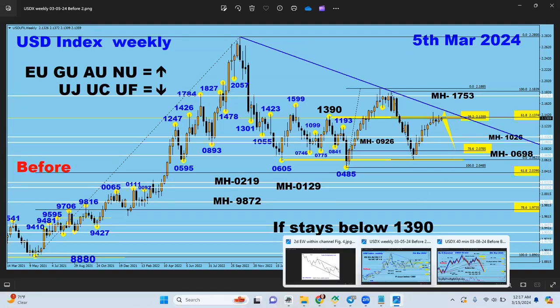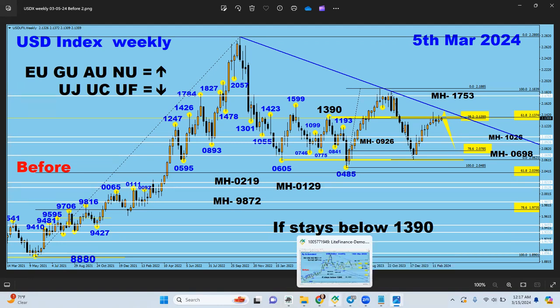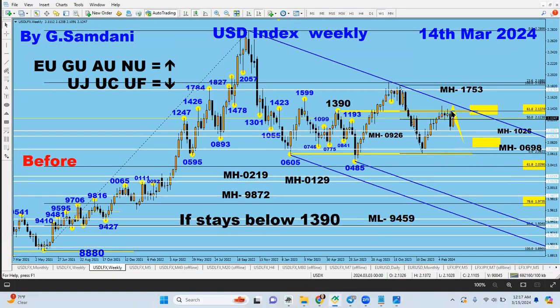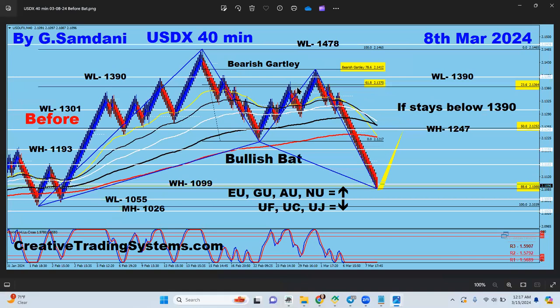So what happened to this chart as of today? It dropped exactly where I said, below 1390. Then it came down and bounced from 1026, and then it went up to where it is right now, 1247. Similarly, when it dropped, I made the chart, and I said if it stays below 1390, which it did, it would drop all the way to 1099. In fact, it went down to 1026, a little bit more. But my take was that once into this area, it's going to go back to 1247, which my chart is showing, which I made on March 8th.